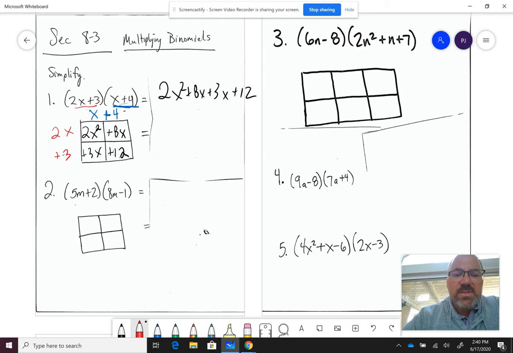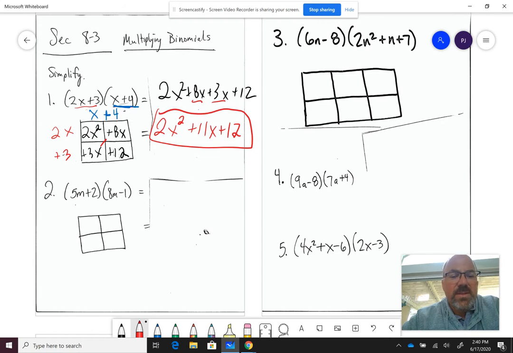Now, because this isn't done yet, you need to combine like terms. If you write it out this way, your like terms will always be in the middle. Another hint is that like terms are always the diagonals in this box method, and that's one way to know if you did it correctly. These should be like terms, meaning the variable should be to the same power. So the 2x squared stays the same. 8x plus 3x, you add them together, and that gives me a positive 11x plus 12. And that's my answer.